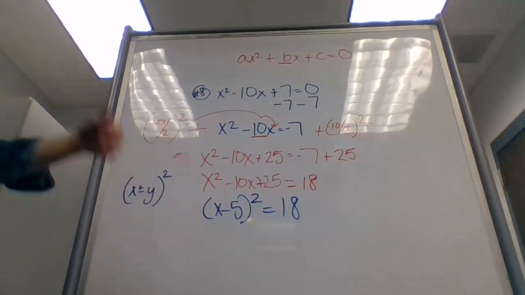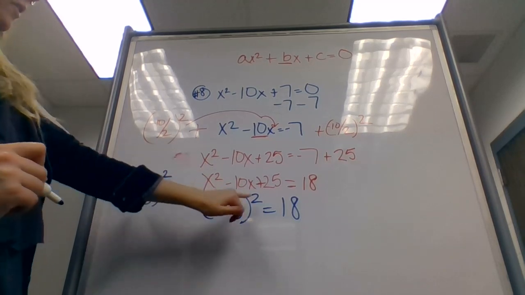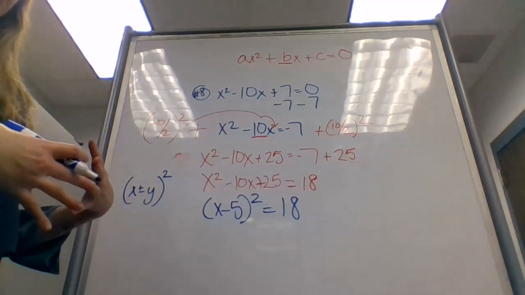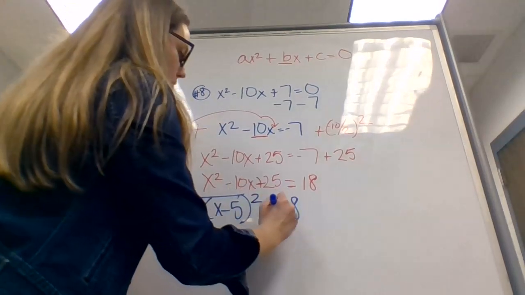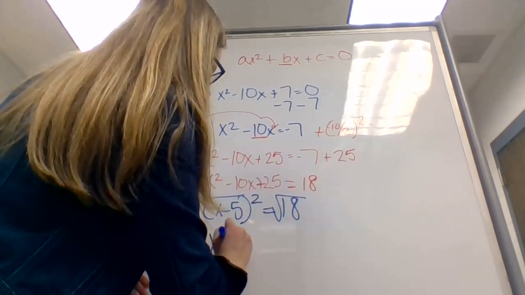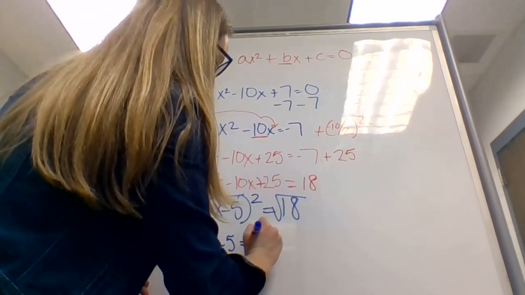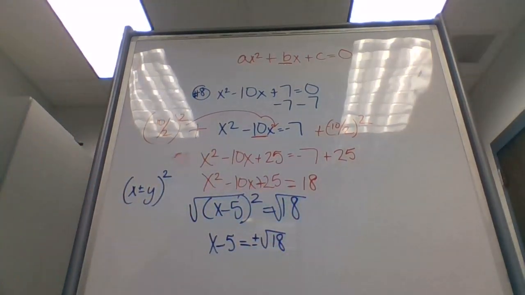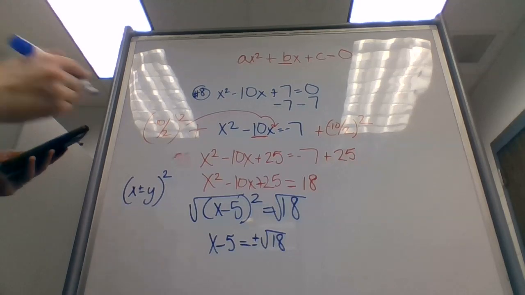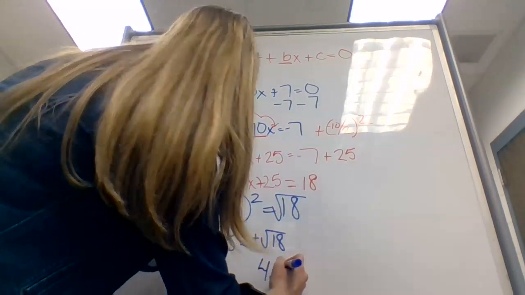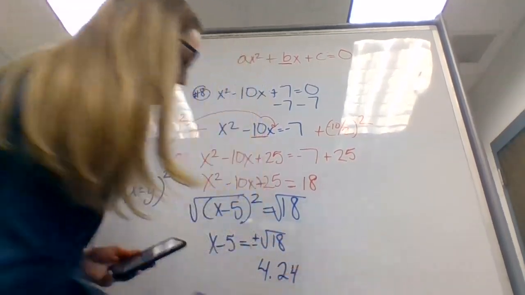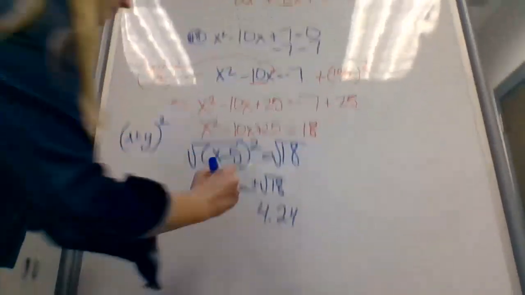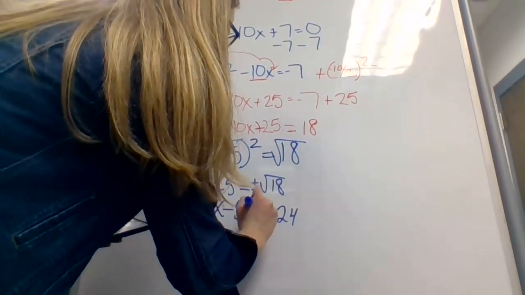We want to continue solving to get x by itself. So this is squared here, and to undo a square, we square root both sides. x minus 5 equals plus or minus the root of 18. And then you can solve for that. The root of 18 will be, let me pull up my calculator here, 4.24. I'm going to go to 2 decimal places. I don't know how many Mrs. Erb asks for.